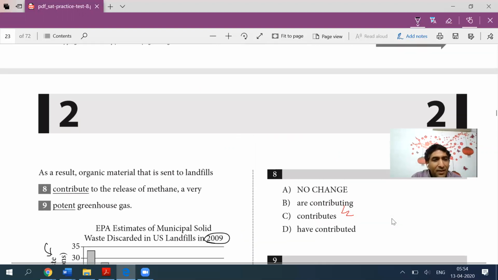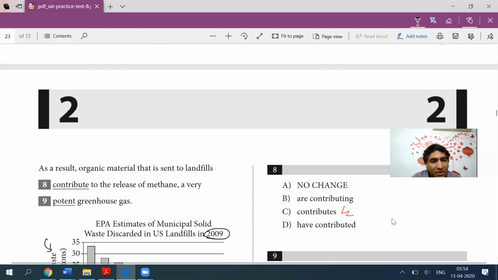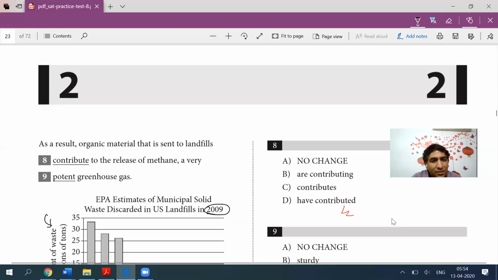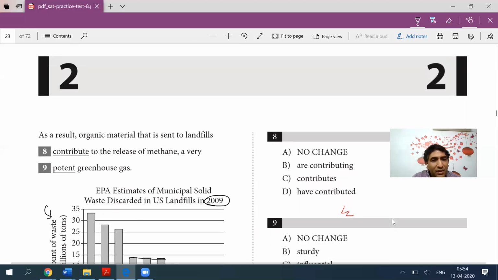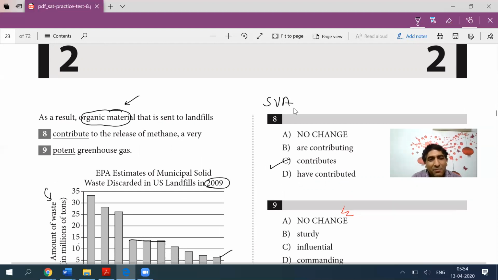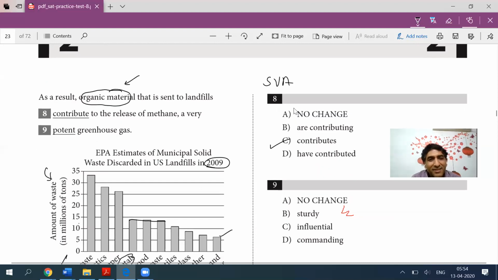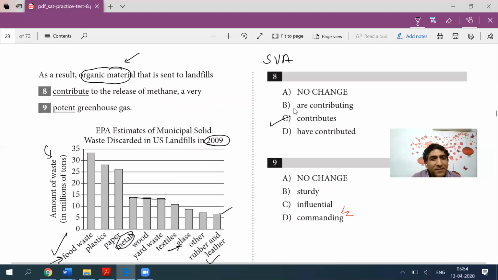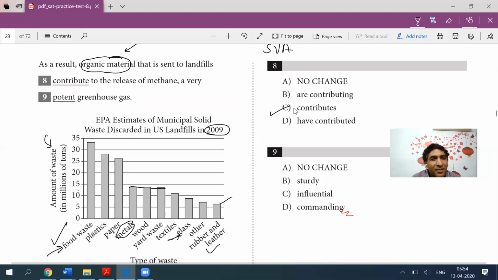Okay, fine. As a result, organic material that is sent to landfills, organic material is the subject here. Organic material, this is singular, so contributes. So this was a subject-verb agreement question, where my knowledge of grammar is tested. All right. So contributes is the right choice because organic material is singular.